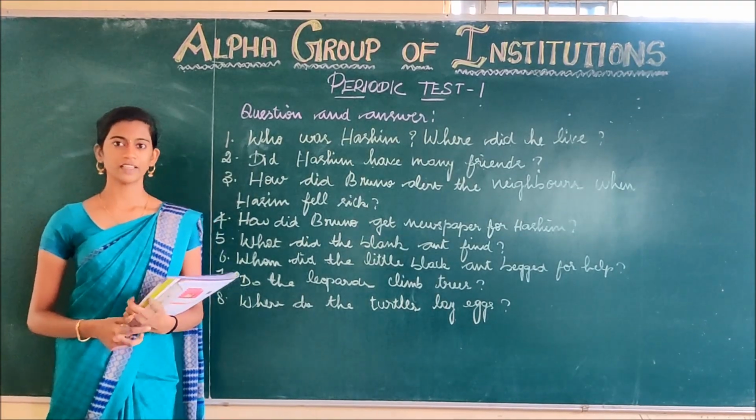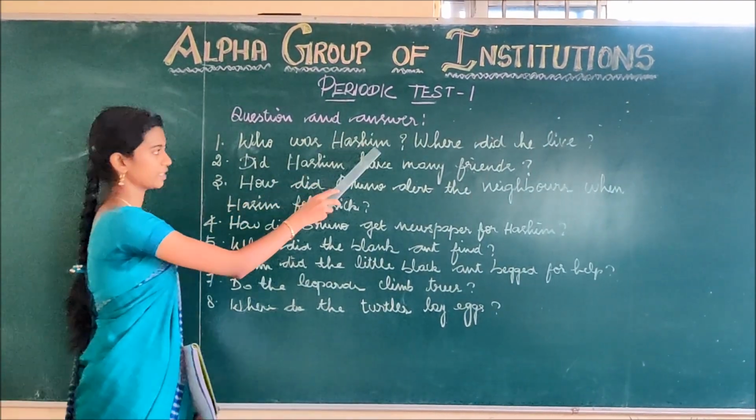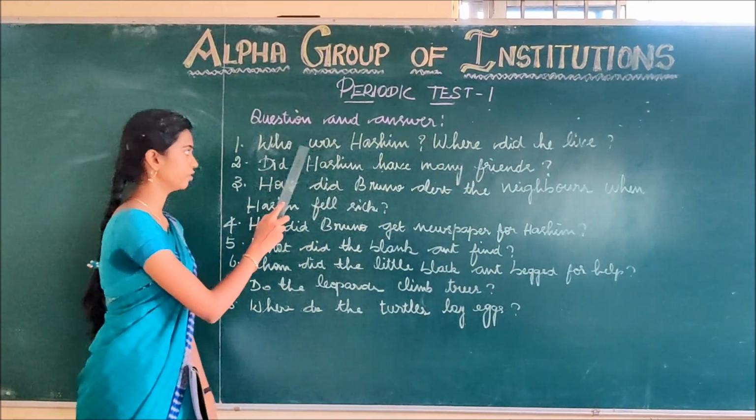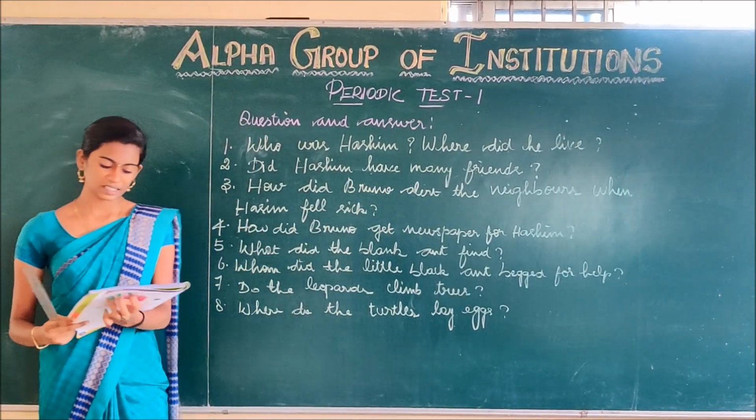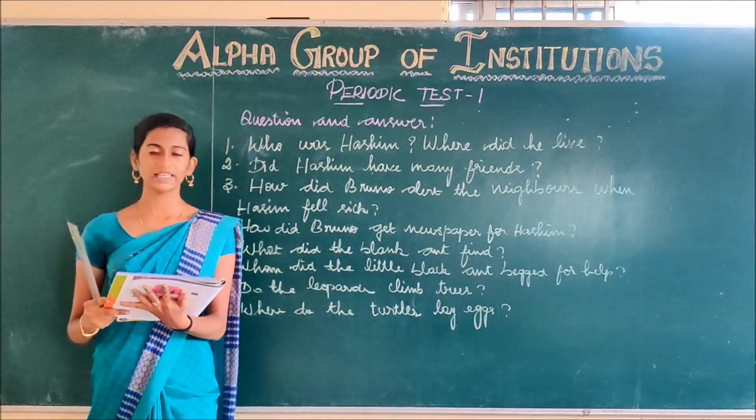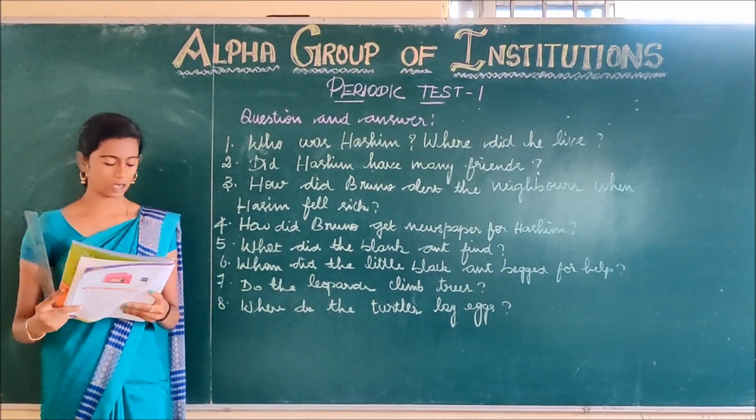Next we are going to revise the question and answer. Okay, first question. Who was Hazil? Where did he live? Hazil was an old man who lived alone.